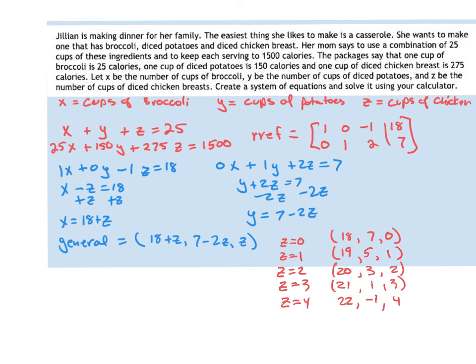Now, here's what I was talking about before. We know that this mathematically will work. That adds up to 25, it satisfies all my conditions, but it doesn't make sense to have a -1 cup of something, so I'm going to stop there. So the answer here is that there are 4 different solutions that are possible, and each one of these answers over here is one of those possible solutions.